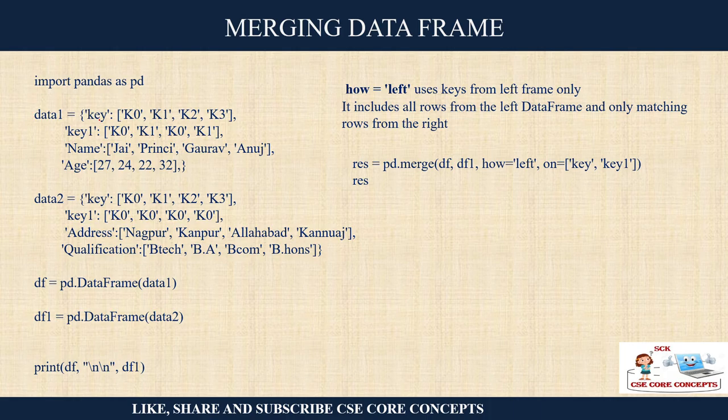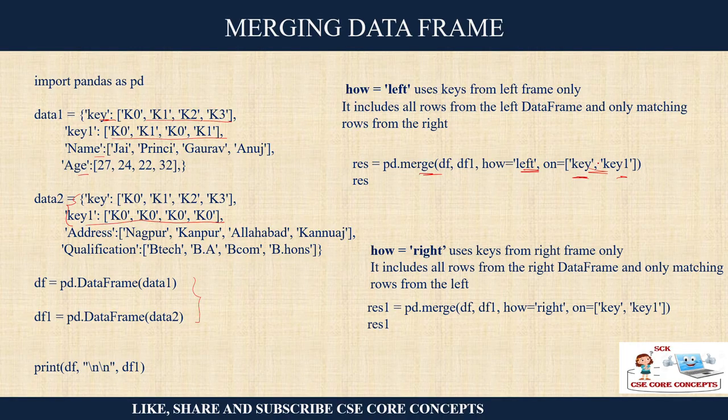There are keys: K0, K1, K2, K3. Key 1 is also this, and name and age. Here they have used the key name so that they can merge it and see the result. So both of them have been merged. So we have seen how left merge, outer, inner, whatever you want, on the key. You can mention one key or you can mention multiple keys.